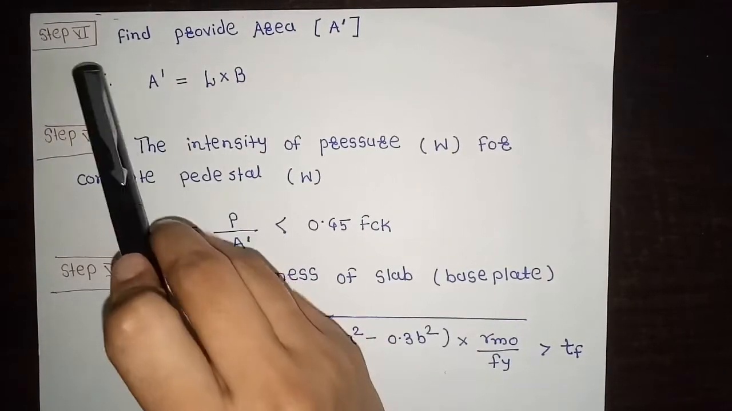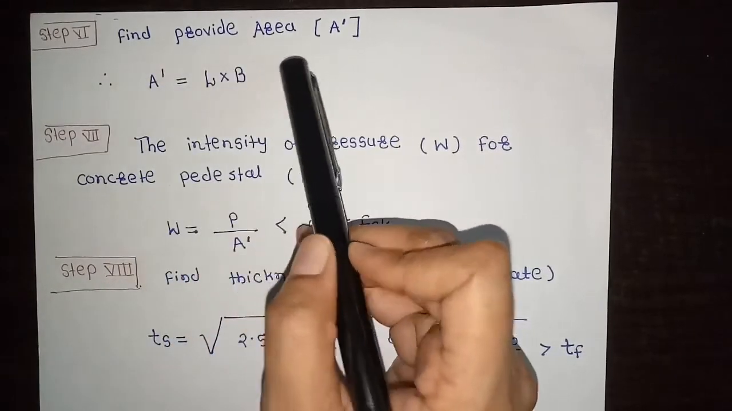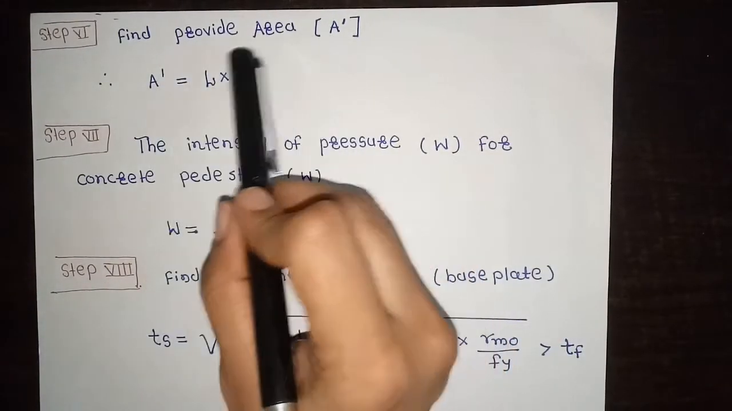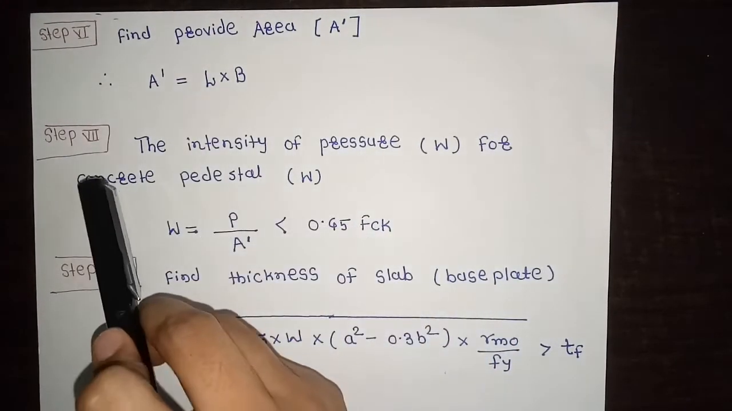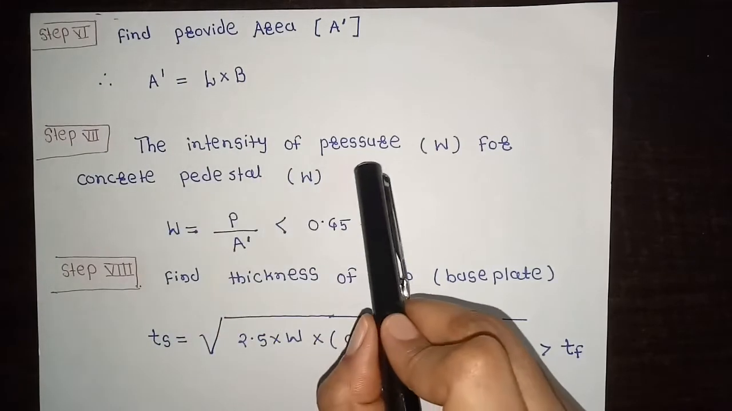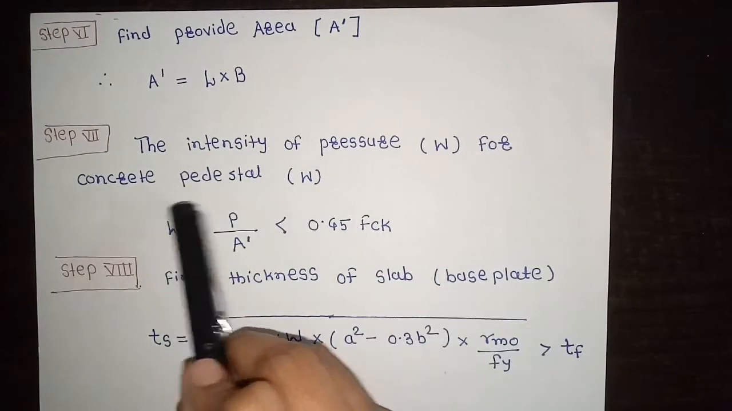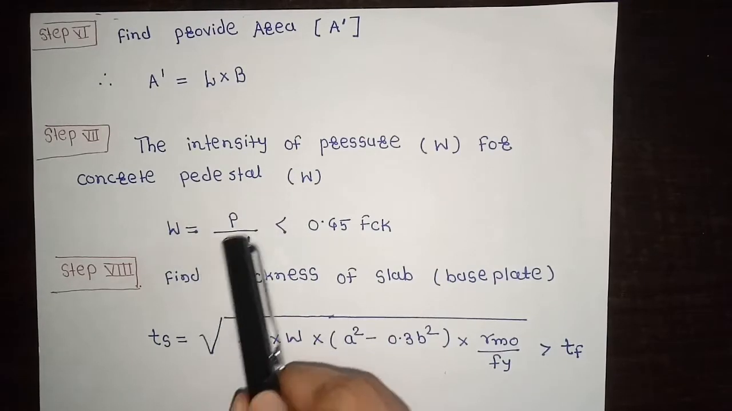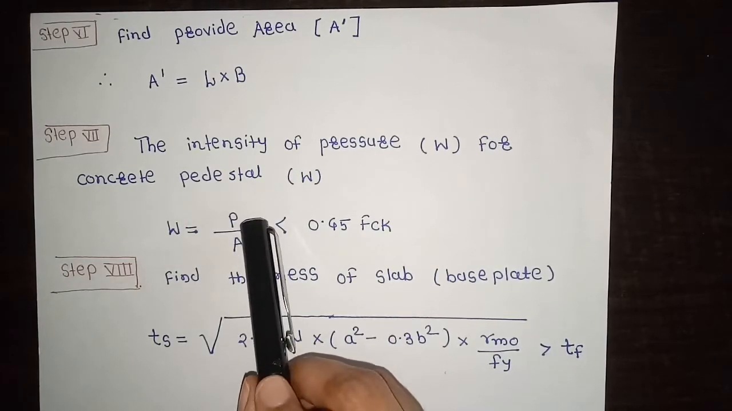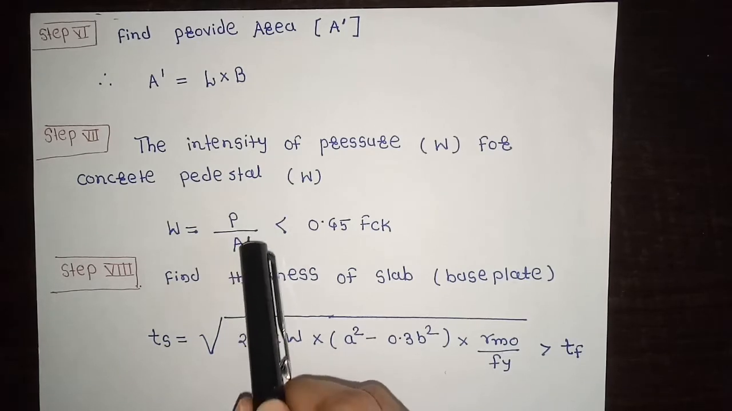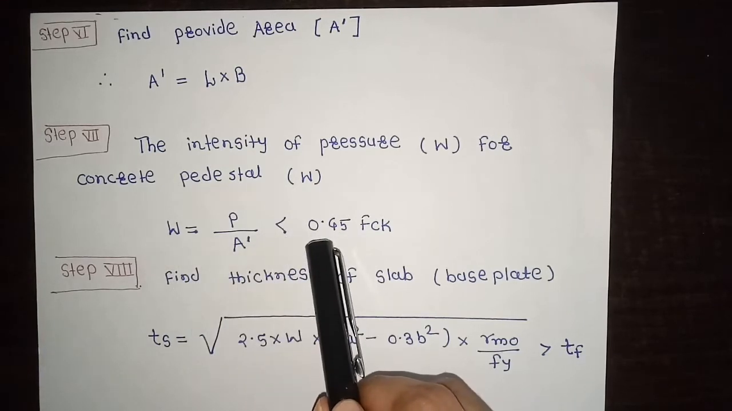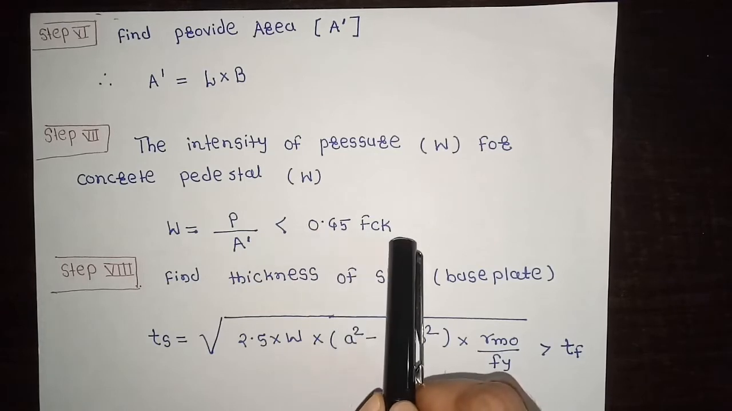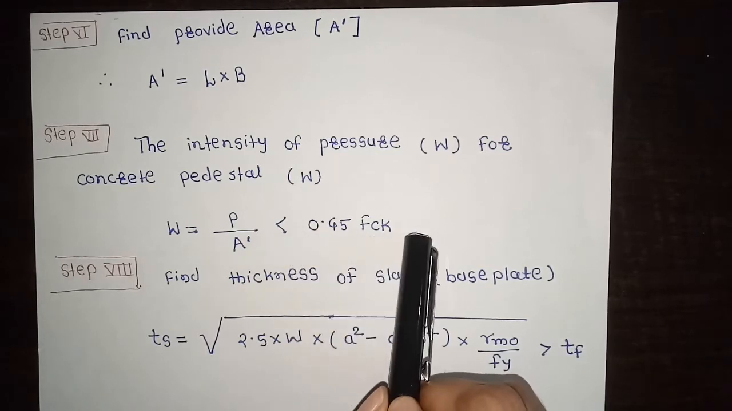So next, step 6, find provided area. Provided area A dash is equal to L into B. Step 7th, the intensity of pressure W for concrete pedestal. So W is equal to P divided by A dash. P is the factored axial compressive load, and A dash is the provided area. So W is less than 0.45 FCK. Therefore it is satisfied.